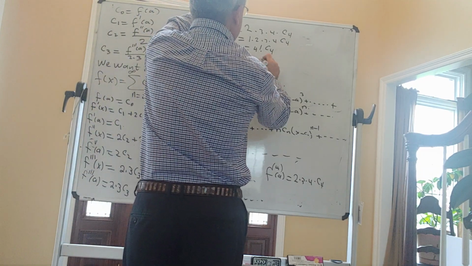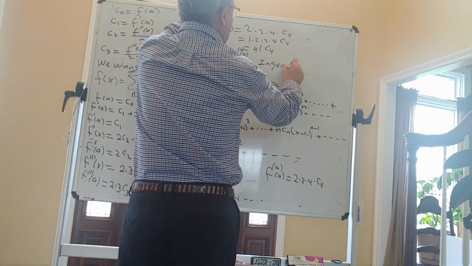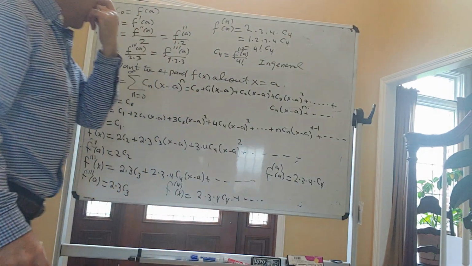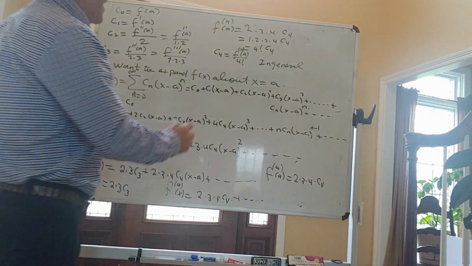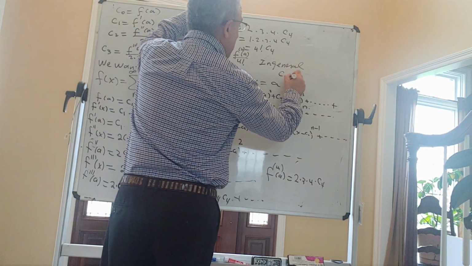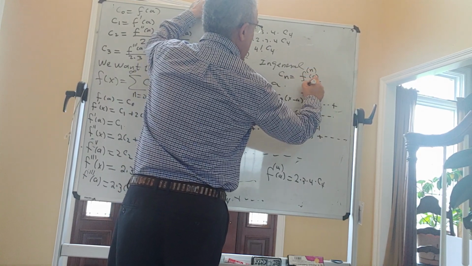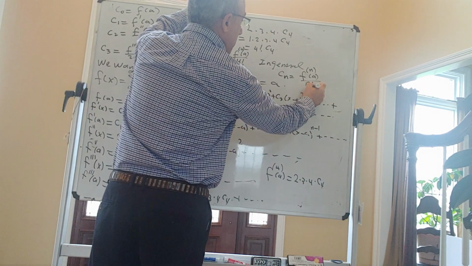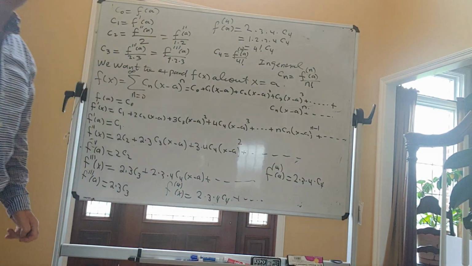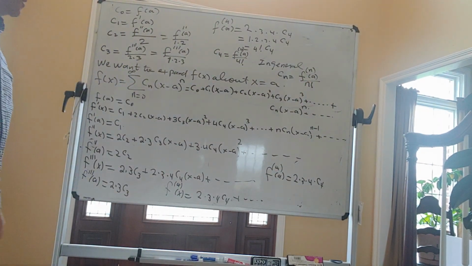So in general, we're going to have Cn equal to Fn of a over n factorial. Okay? So that is in general.